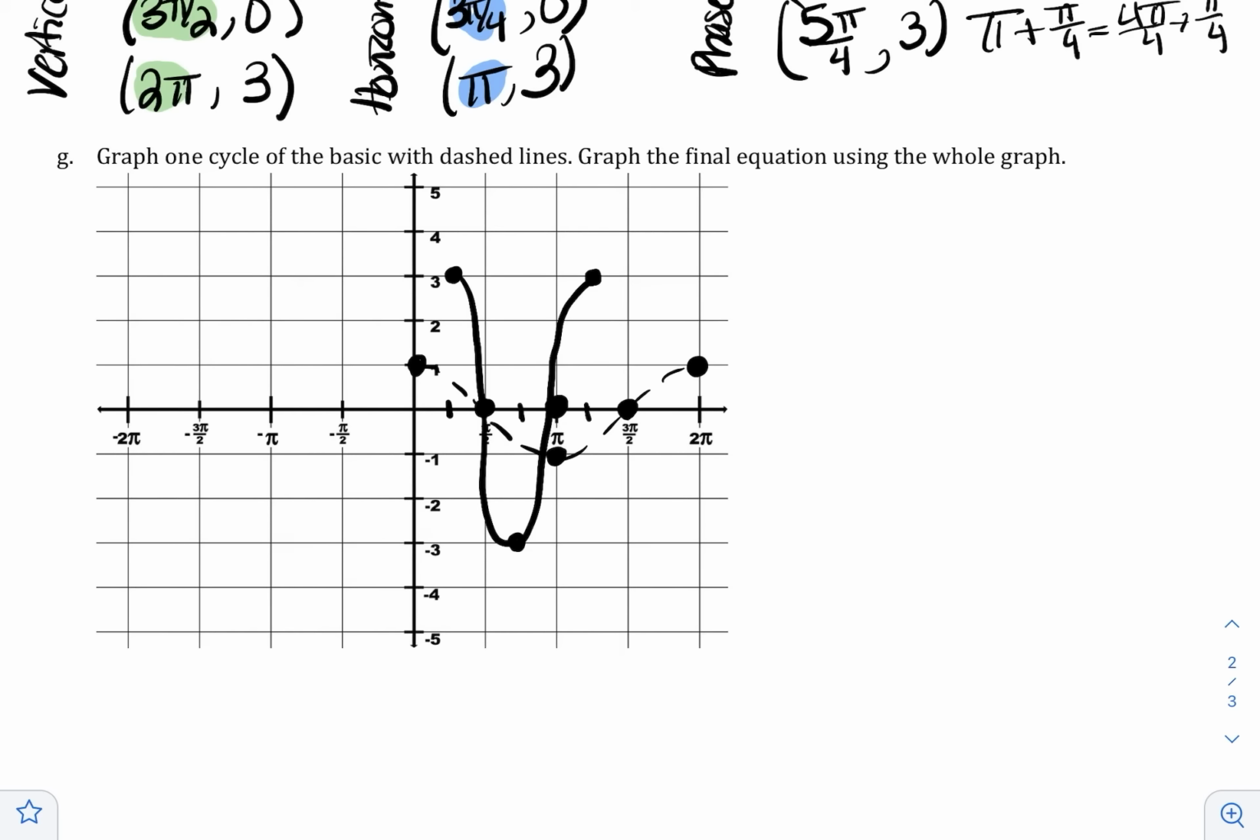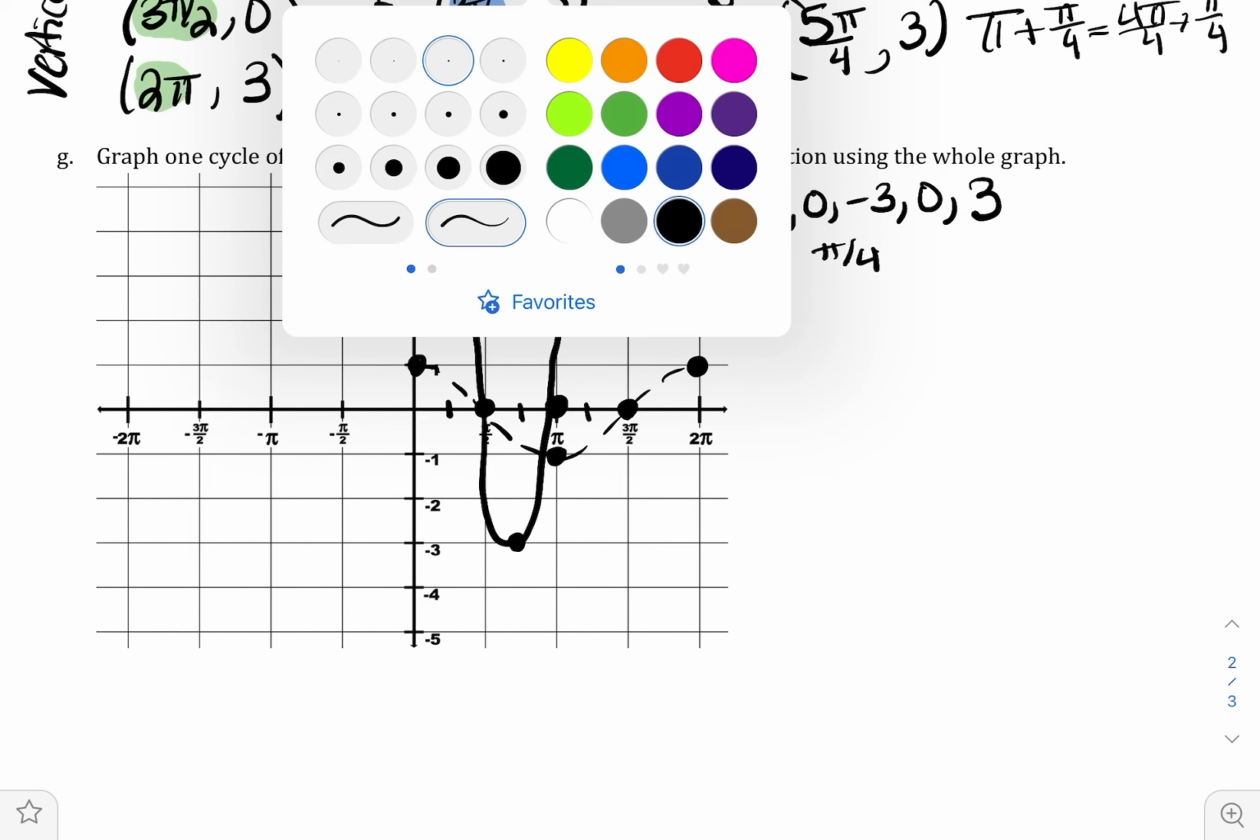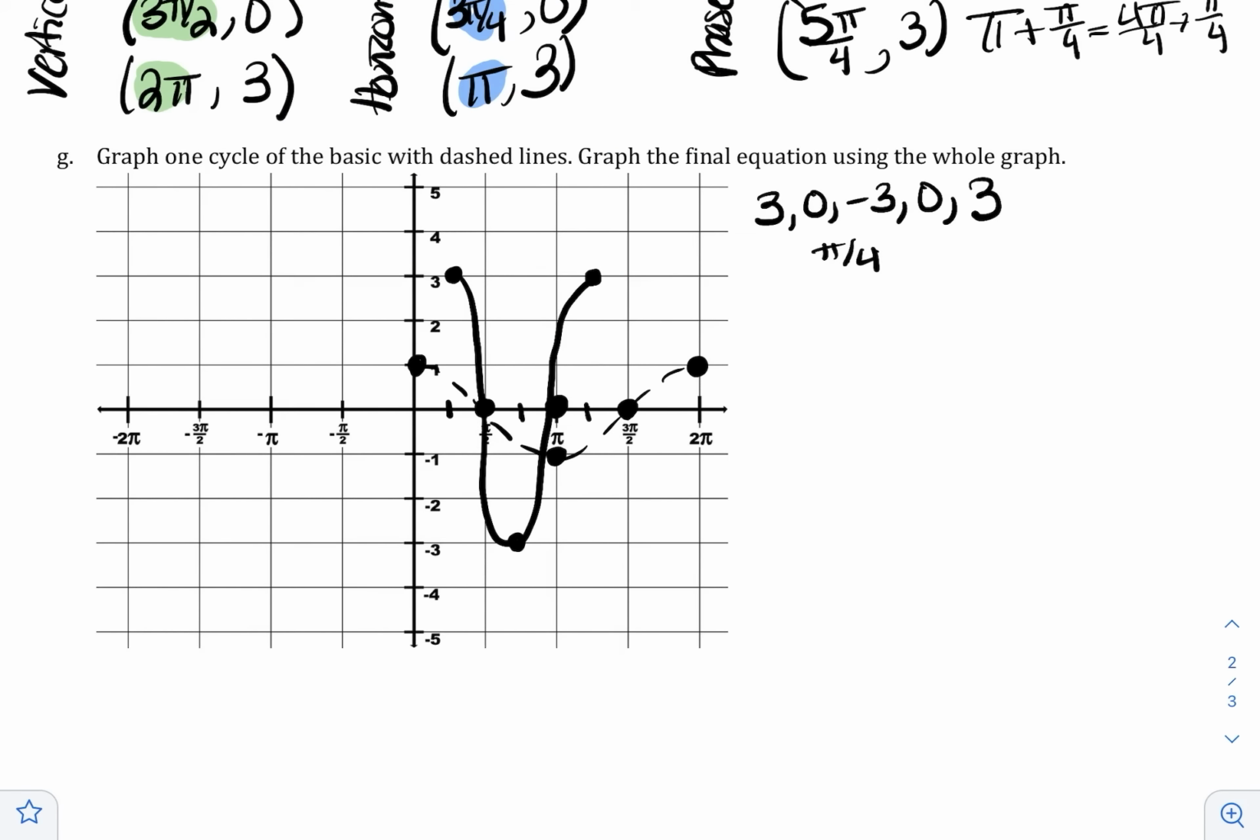So the pattern of the graph is 3, 0, negative 3, 0, 3. And the changes are happening at pi over 4. So this one, I'll finish the graph in a different color. I'm at top at 3, so I got to go back down to 0, and then negative 3, and then 0. So here's the next cycle. And then in the opposite direction, I got to do the pattern backwards. So 0, 3, negative 3, 0, positive 3, 0, negative 3, 0, 3, 0.